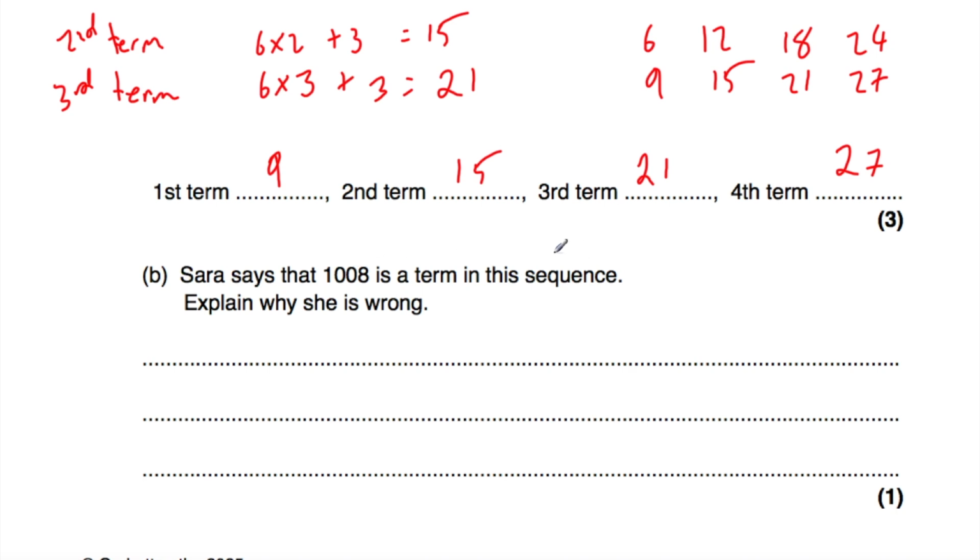And then if we have a look at part B, it says, Sarah says that 1008 is a term in the sequence. Explain why she's wrong. So there's a couple of approaches that we could use here. One approach actually, and I think the easiest approach, is to look at the numbers in the sequence.